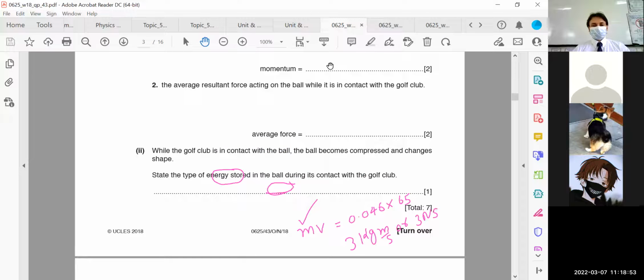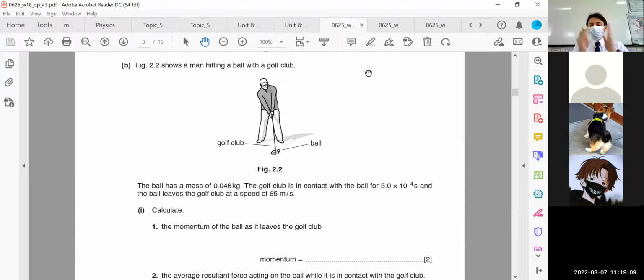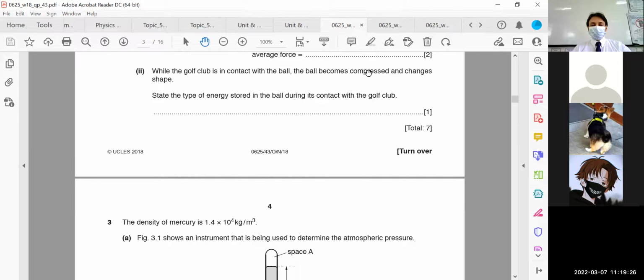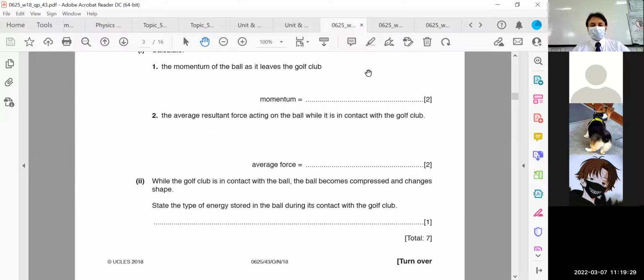Second part, now there is another one. The average resultant force acting on the ball when it is in contact with the golf club. There is a contact of the golf club with the ball for a time period of 5 times 10 to the power minus 4 seconds. So during that period, how much is the average force acting between the ball and the golf club? That is the meaning of this statement. You have to calculate. So that average force is calculated by what equation?